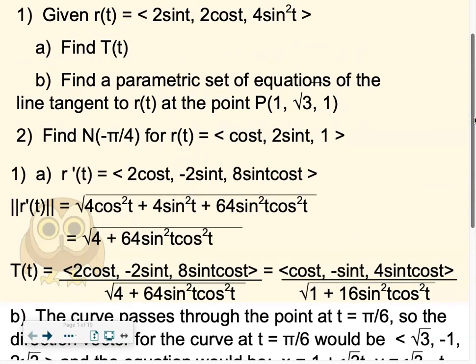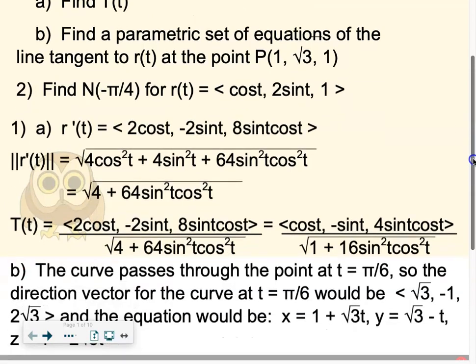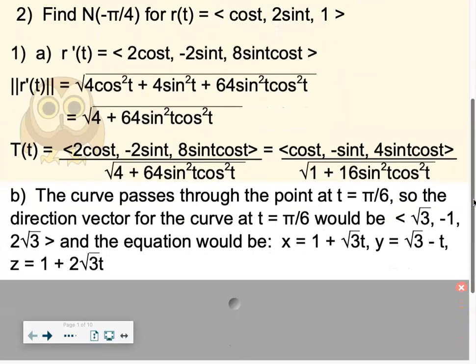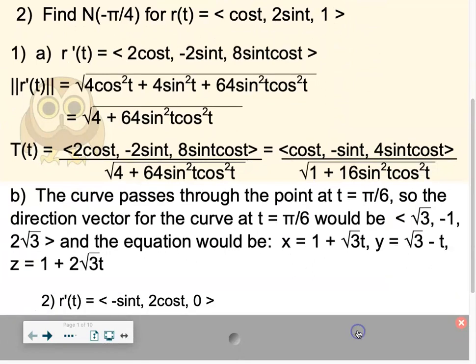Number 2. I'm going to do nothing. Number 2 says find N of negative pi fourths if r(t) is cosine t, 2 sine t, and 1. There's a little trick with this one. If r(t) is cosine t, 2 sine t, and 1, then r prime is negative sine t, 2 cosine t, 0.